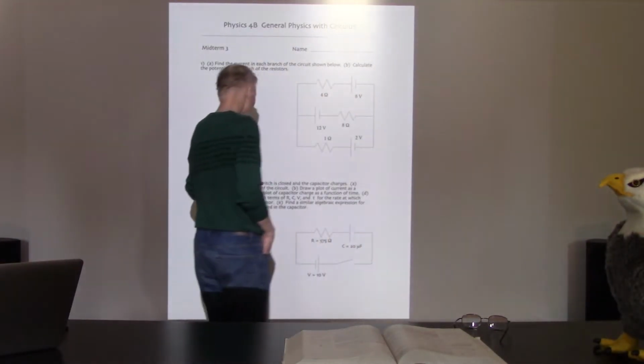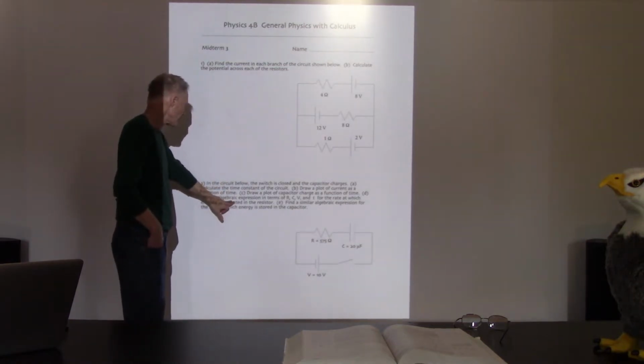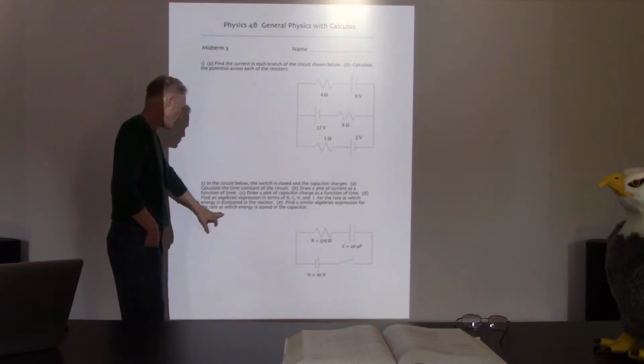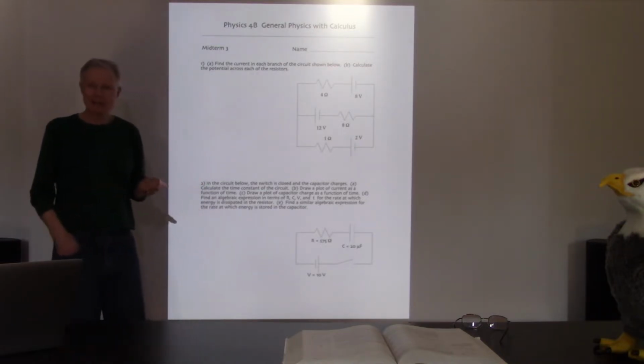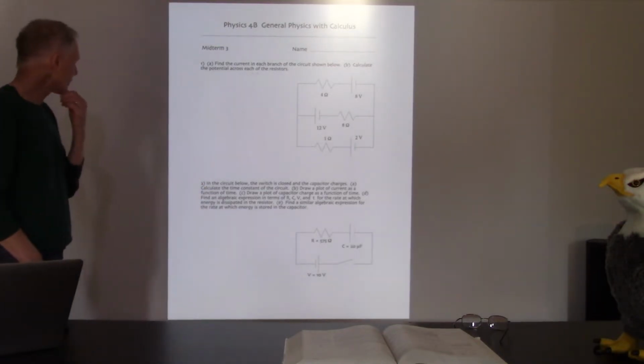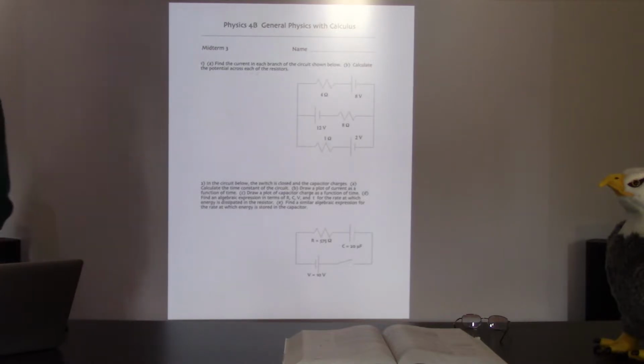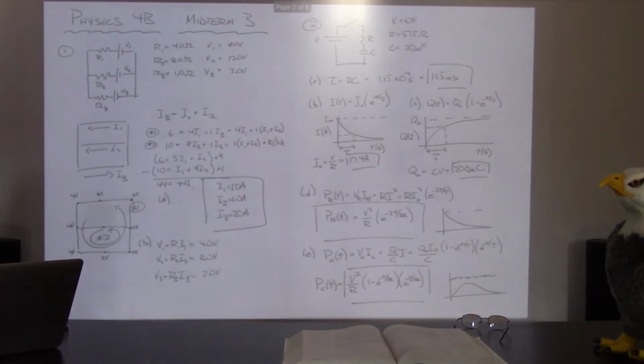So draw plots, and find algebraic expressions to show the rate of energy dissipation. An energy rate is a power, so that's what we're going to be after there. And then finally, an energy rate for the capacitor. So three things are happening here in terms of energy.